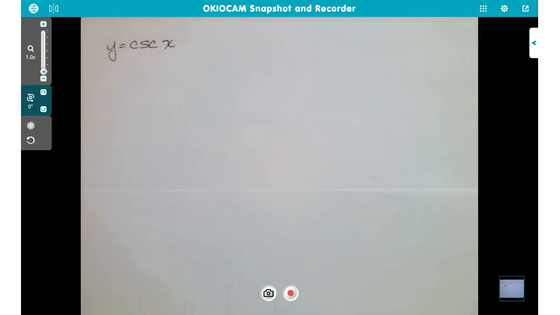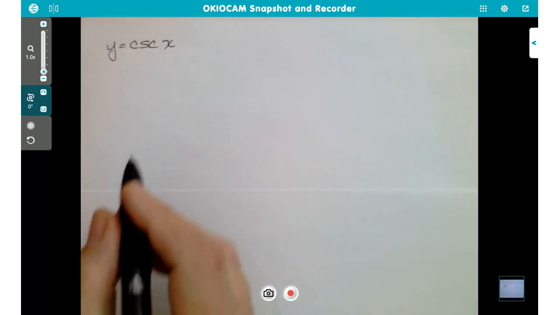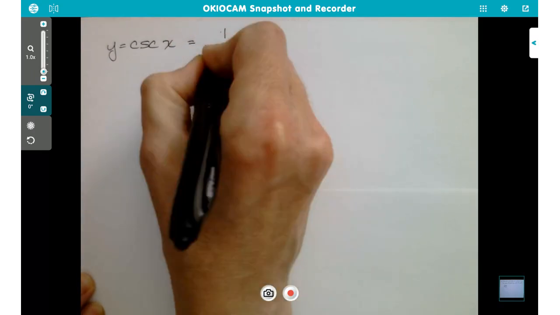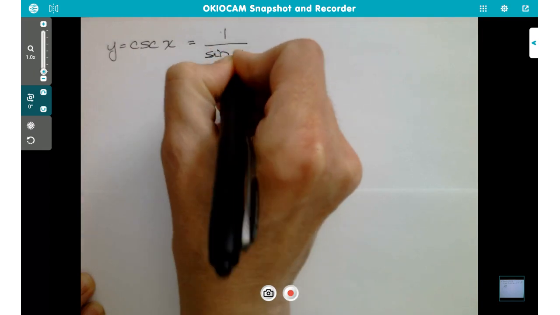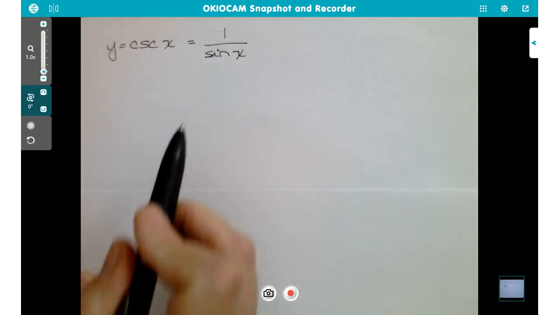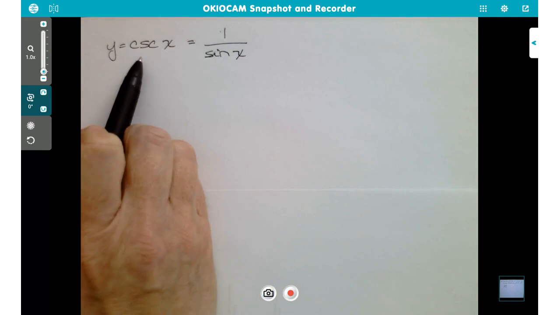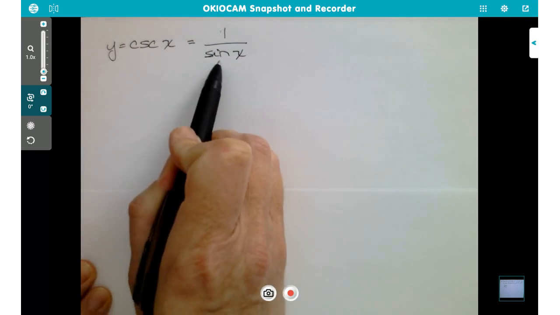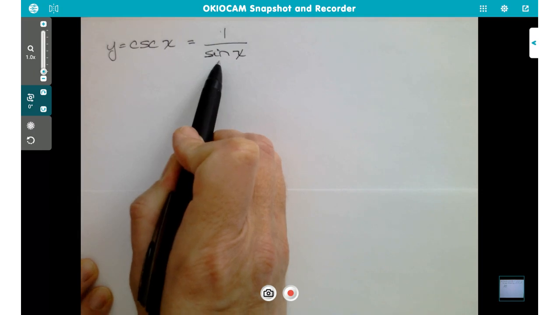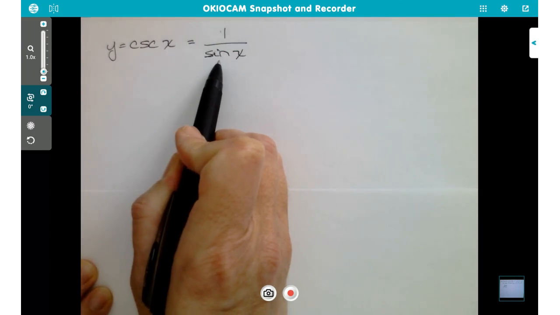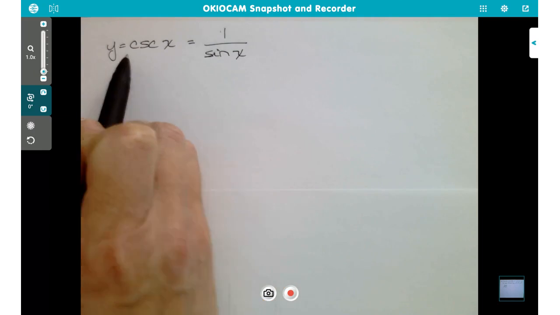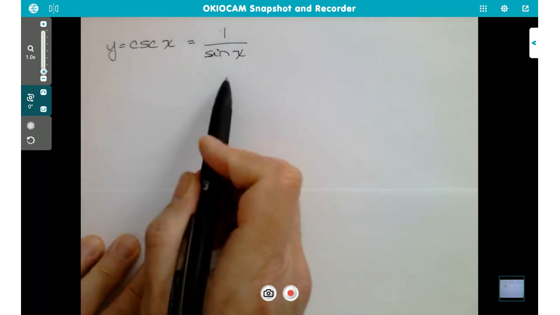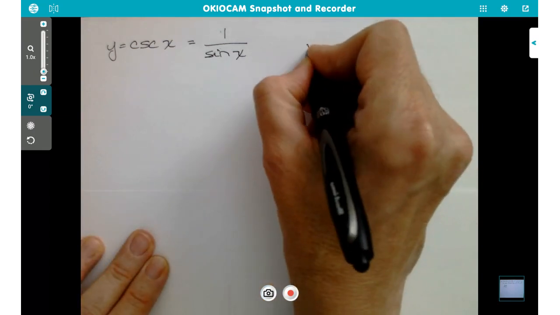Here we go with the graph of the cosecant function. We define the cosecant as the reciprocal of the sine. So what that means is my cosecant is going to be undefined everywhere that the sine is 0. I'm going to, in fact, have a vertical asymptote. The cosecant function will have a vertical asymptote everywhere that the value of sine x is 0.